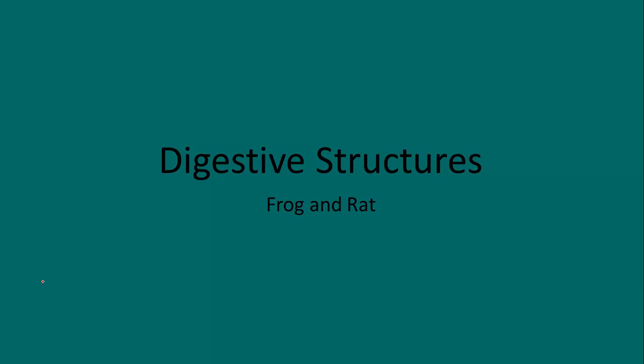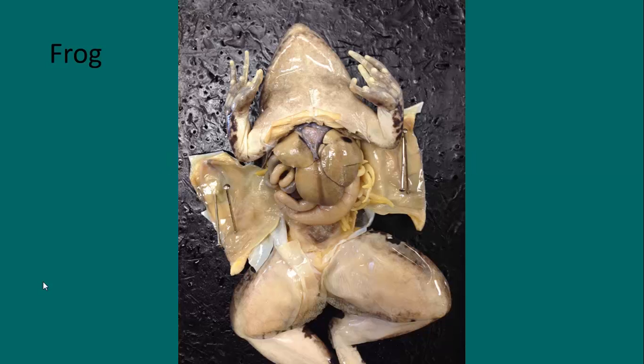In this presentation, I'm going to talk to you about the digestive structures in the frog and the rat. First, we'll start with the frog. So this picture is showing you the way the frog looks when you open up the body cavity of the frog, to see the fat bodies that we just looked at. Most of what you see right here are the digestive structures.